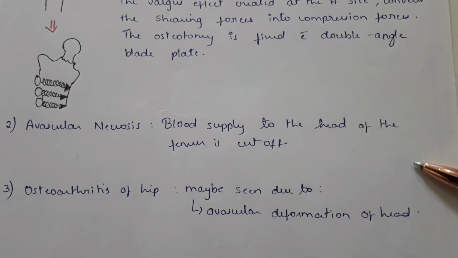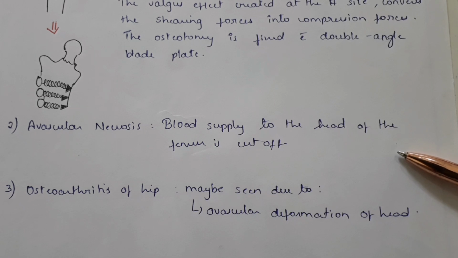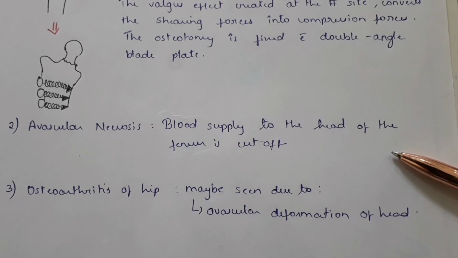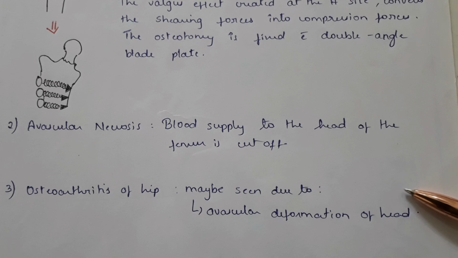Other complications are avascular necrosis, wherein the blood supply to the head of the femur is cut off, and osteoarthritis of the hip, which may be seen due to avascular deformation of the head of the femur.